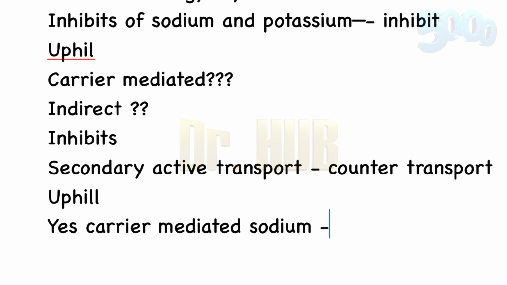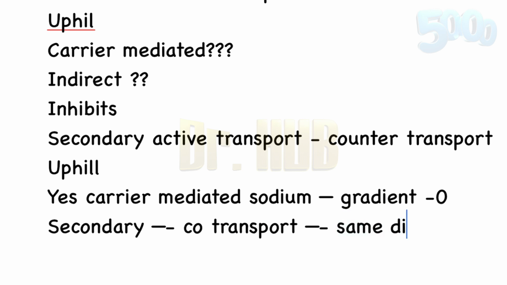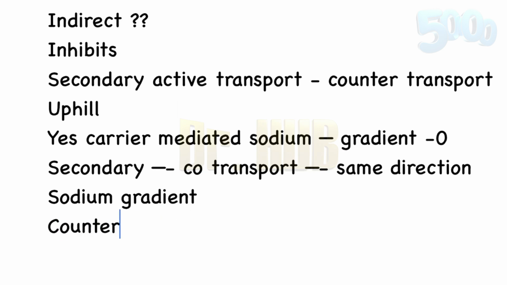The difference here is the direction of the sodium gradient. In the case of co-transport, it moves in the same direction, whereas in counter transport it moves in the opposite direction. So let's clear it. In secondary active transport, co-transport means the sodium gradient moves in the same direction, whereas in counter transport, it is in the opposite direction.